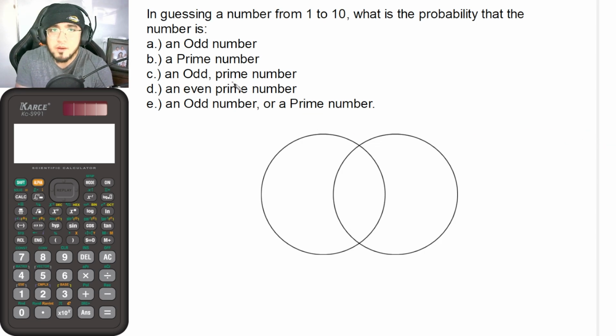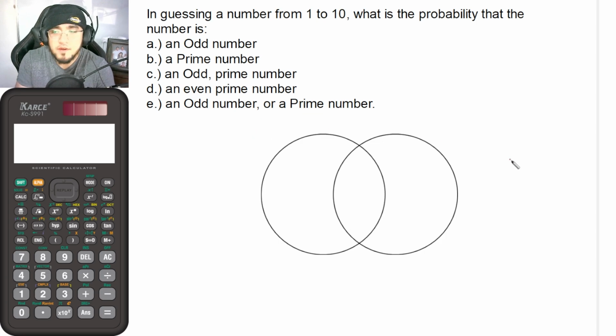Okay, so in this problem, in guessing a number from 1 to 10, what is the probability that the guessed number is A, an odd number, B, a prime number, C, an odd prime number, D, an even prime number, and E, an odd number or a prime number? Okay, so this, once again, is still a review. We are not yet in joint probability, but once again, we will be getting there.